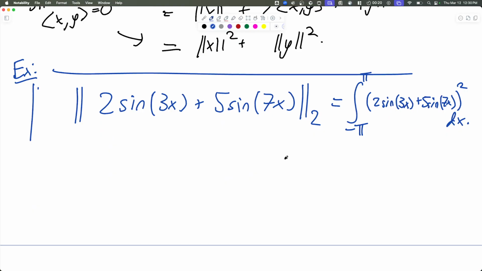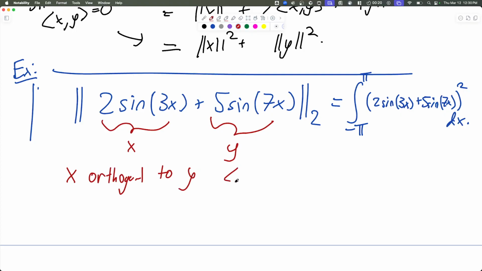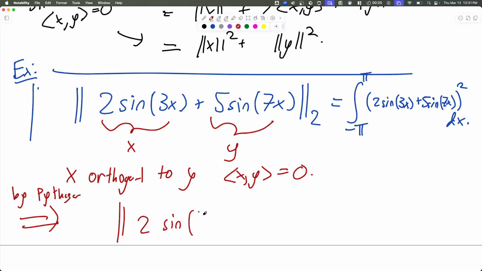So first of all, the thing to notice is that this thing is orthogonal to this thing. So call this thing x, call this thing y. X is orthogonal to y. The inner product of x and y equals 0. Remember, that was the thing I said: if they have different frequencies, they are orthogonal. So therefore, by Pythagoras, this equals the norm of 2 times sine of 3x, squared, plus the norm of 5 times the sine of 7x, squared.